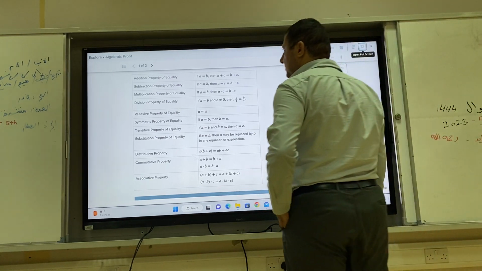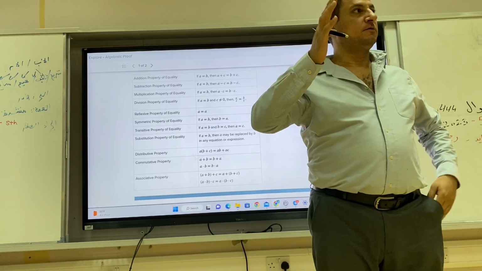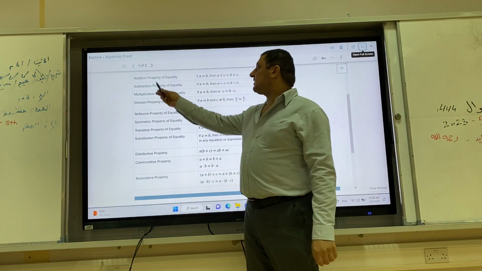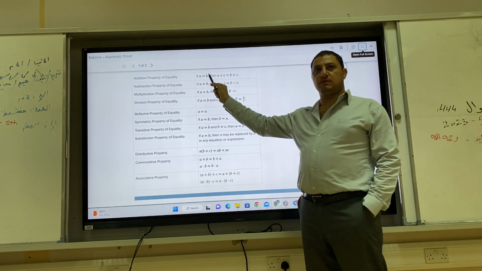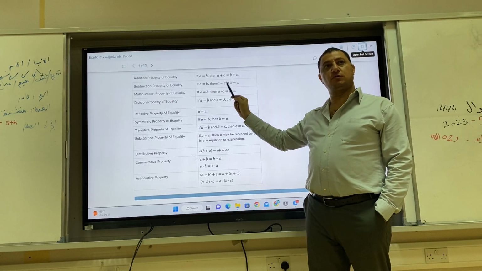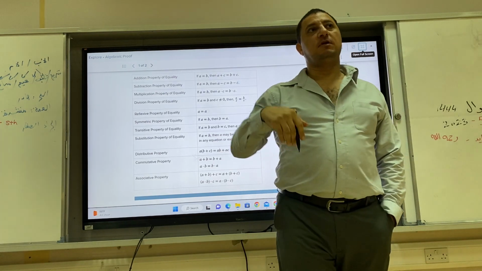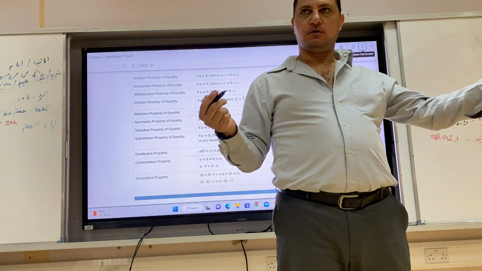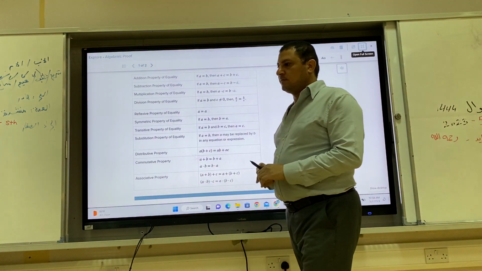Today we are going to learn some properties used to write the two-column proof. Addition property of equality: if two terms are equal, and you add the same value to both of these terms, equivalence is kept. For example, if 2 equals 2, then 2 plus 3 is the same as 2 plus 3. So this is the addition property of equality.